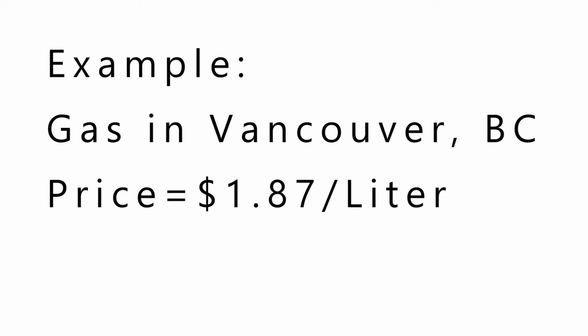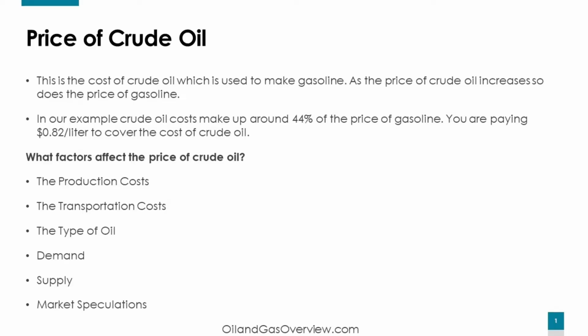The first component that affects the price of gas is the price of crude oil, obviously. And that's the cost of crude oil which is used to make the gasoline. As the price of crude oil increases, so does the price of gasoline. Crude oil costs make up about 44% of the price of gasoline. So in our example, you are paying about 82 cents per liter to cover the cost of crude oil.